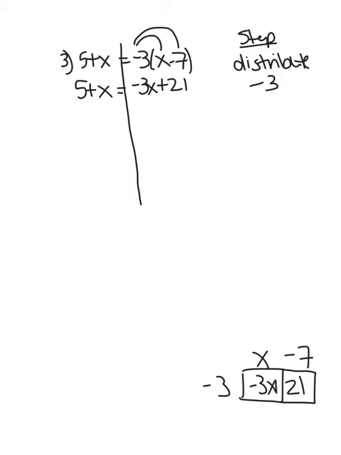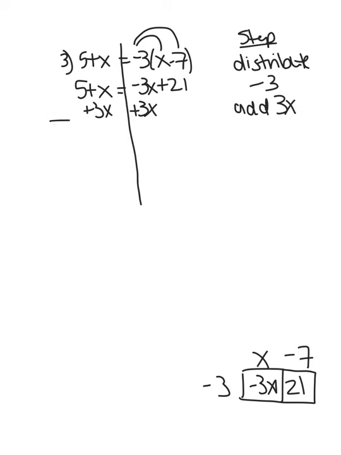I look at it, it's okay, negative 3x plus 21 is simplified. So our next step is to see, are there variables on both sides? This problem does have variables on both sides. We have an x on the left and we have a negative 3x on the right. So that means either we're going to subtract 1x or we're going to add 3x. I prefer to add over subtracting. So I'm going to add 3x to both sides at this point.